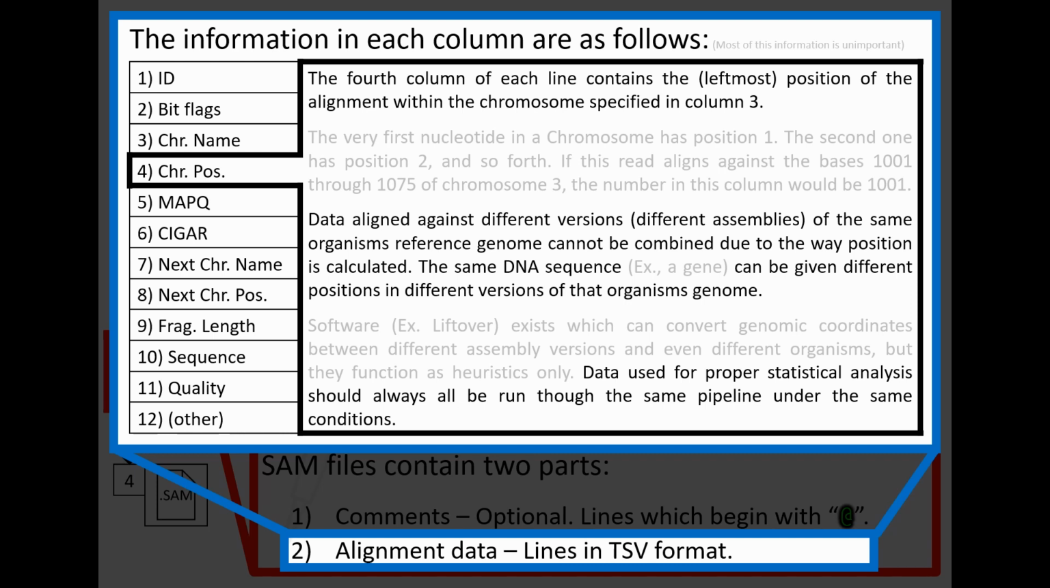It is very important to note here that data processed using different genome assemblies of the same organism cannot be combined. This is because the same DNA sequence can be given different positional indexes in different versions of that organism's genome. For a quick heuristic glance, data processed using one genome assembly can have its genomic coordinates converted to the approximate equivalent in a different genome assembly, using software such as Liftover. However, the reliability and accuracy of this translation is not guaranteed. For stringent statistical analysis, data should always be run through the same pipeline under the same conditions.